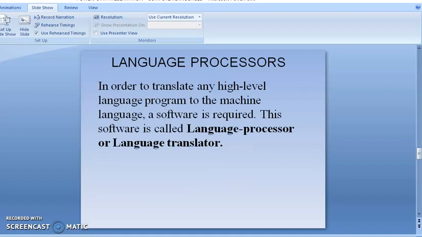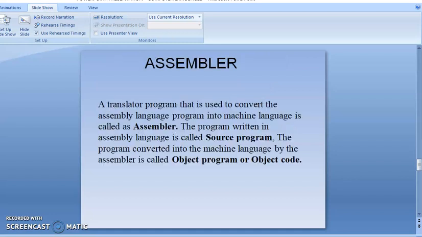Language processors. In order to translate any high-level language to machine language, software is required. This software is called a language processor or language translator. Assembler. A translator program that is used to convert the assembly language program into machine language is called an assembler. The program written in assembly language is called source program. The program converted into machine language by the assembler is called object program or object code.